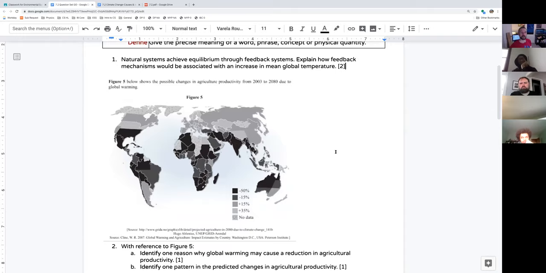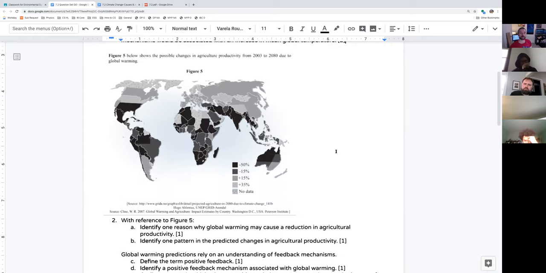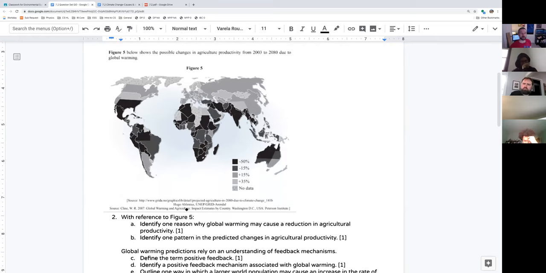All right. So let's move to number two. So let's do the same thing here with number two, where we read through and we then figure out what the command term is. So it says, with reference to figure five, so let's keep figure five up and let's figure out what figure five is trying to tell us.